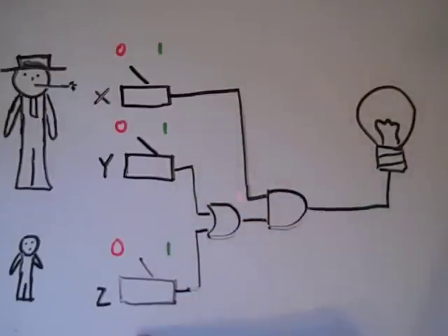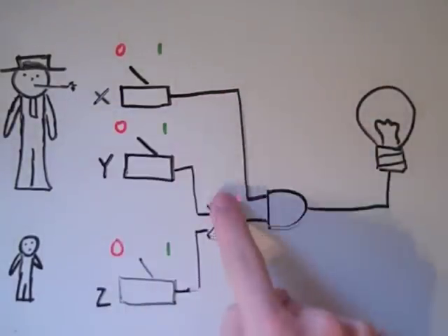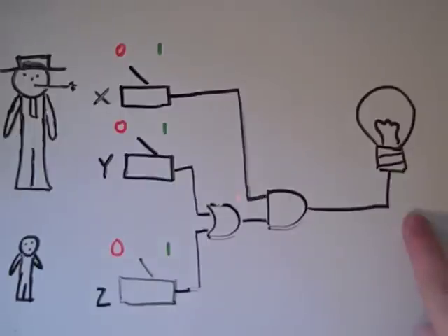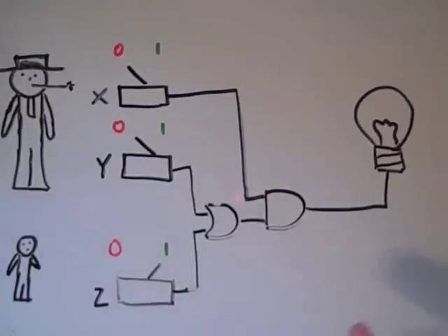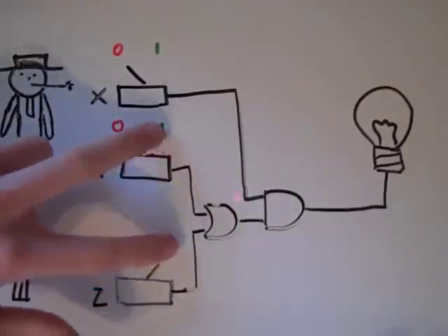When Y or Z is on, it'll go through the OR gate, and it'll produce an output of 1. But no matter how many times this is 1, it needs X to be a 1 in order to give an output. Let's see it in action. If I flip switch Z on, nothing happens to the light. And if I flip switch Y on, still, nothing happens to the light. So let me flick both of these off.